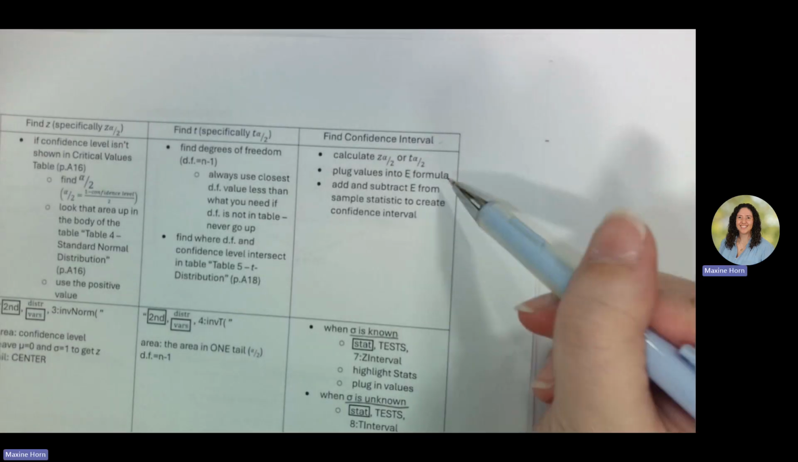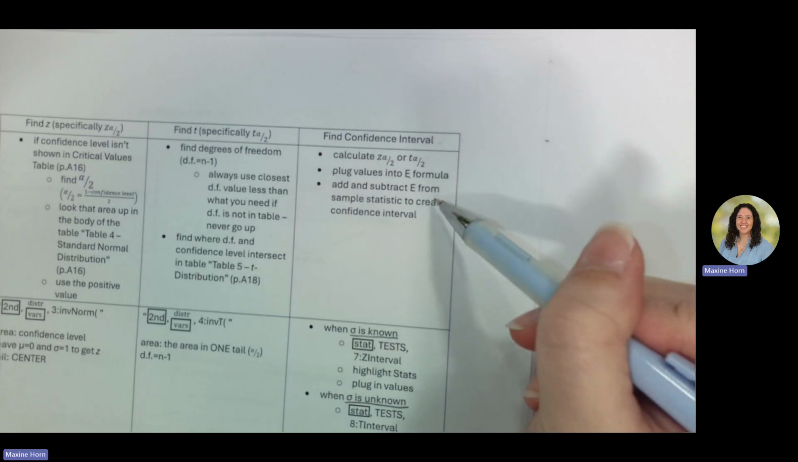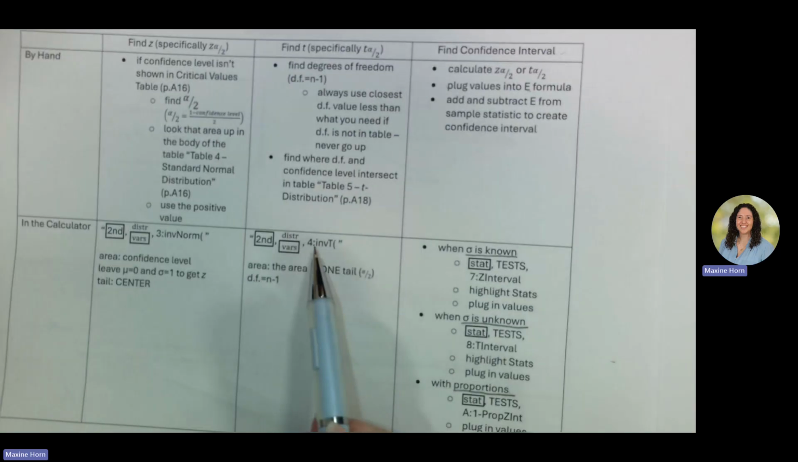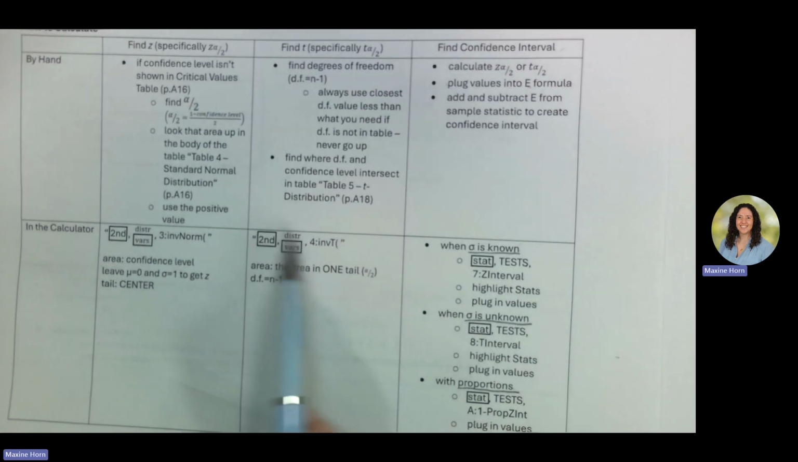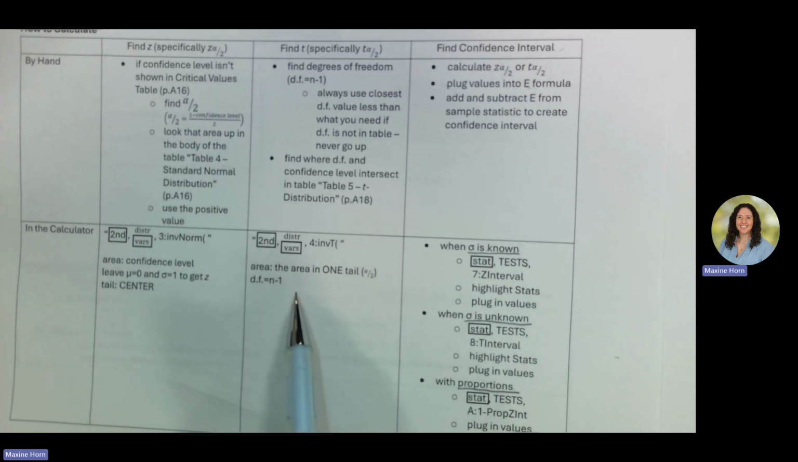Okay, so great, we just found our T alpha halves. We're going to plug it into our error formula and then add and subtract it to find the confidence interval. Now, real quick, let's go through. If I didn't want to do that in the table, how would I have found that in the calculator?